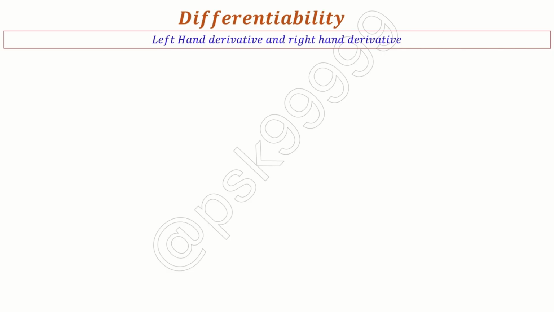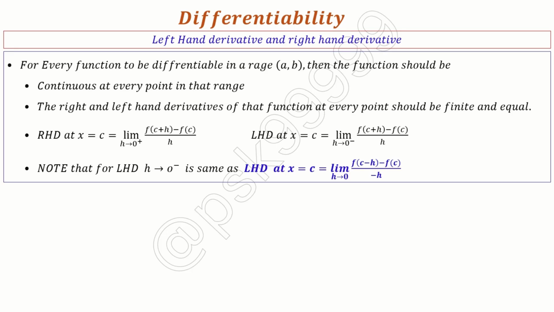Only then is the derivative at that point defined, differentiation is defined. Or we can say the function is differentiable at that point. So for a function to be differentiable in the range a comma b, the first condition is that it should be continuous in that range. This is most important.